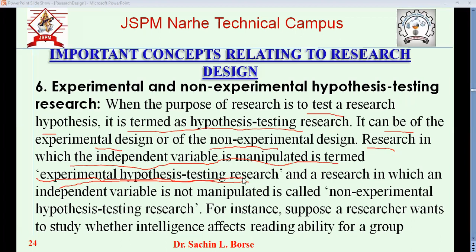When we vary the independent parameter, it is called experimental hypothesis testing research. Research in which the independent variable is not manipulated is called non-experimental hypothesis testing research. If we purposely vary or manipulate the parameter, it is experimental. Otherwise, it is non-experimental hypothesis testing research.